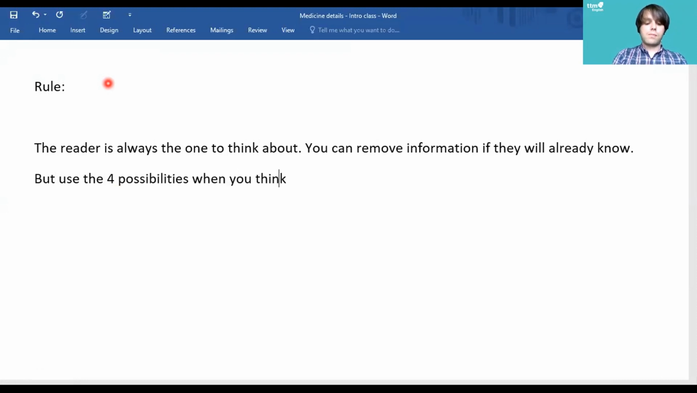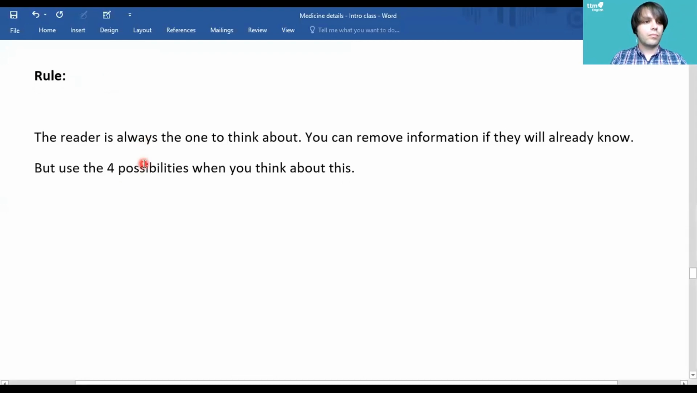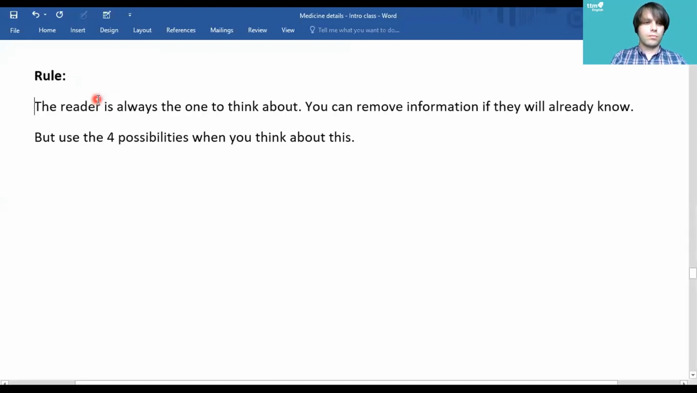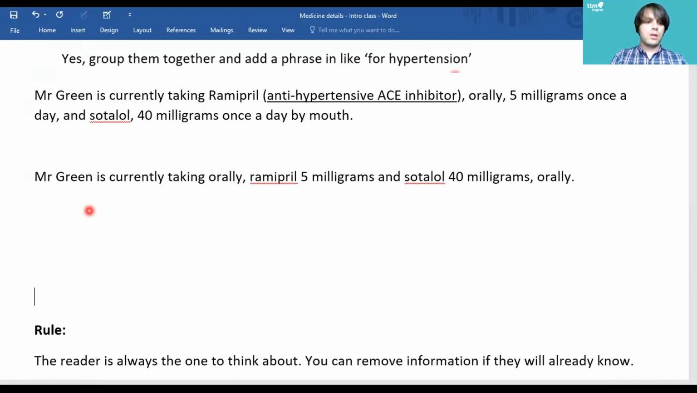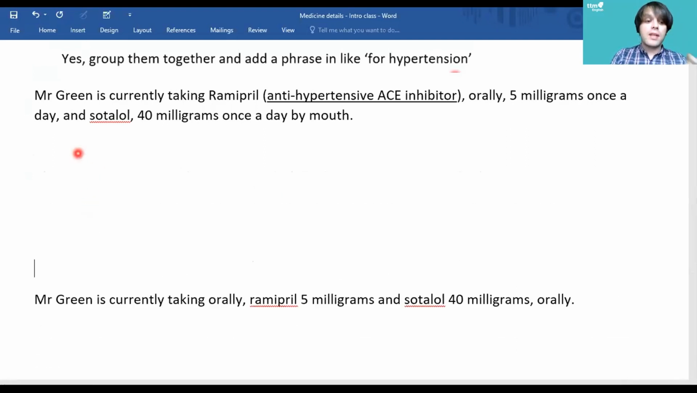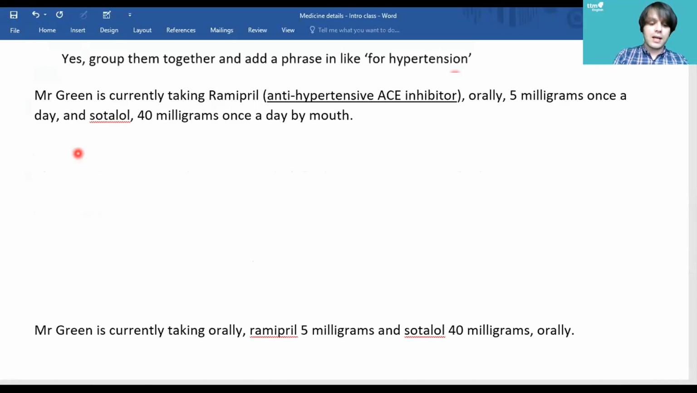Sir, if we can write, because both of the drugs we have to take once a day. So Mr. Green is taking ramipril orally 5 milligrams and sotalol 40 milligrams orally, once a day. Yeah, if they're both, these are the things, I haven't had time today to do this kind of stuff. Let's just, yeah, you can put once a day at the end if you want.